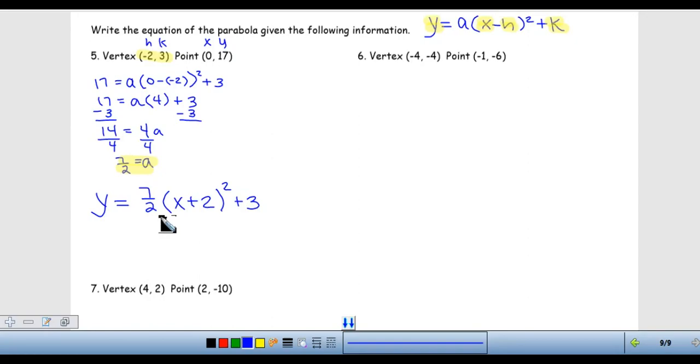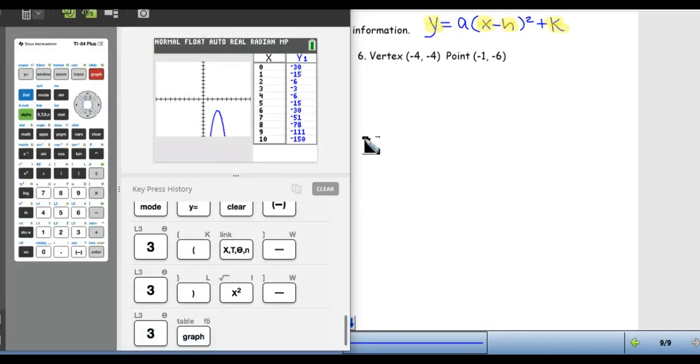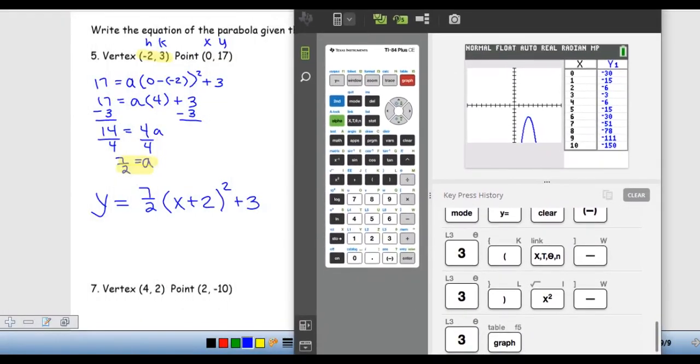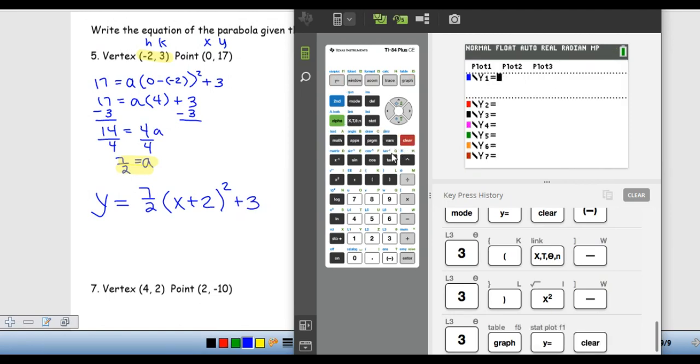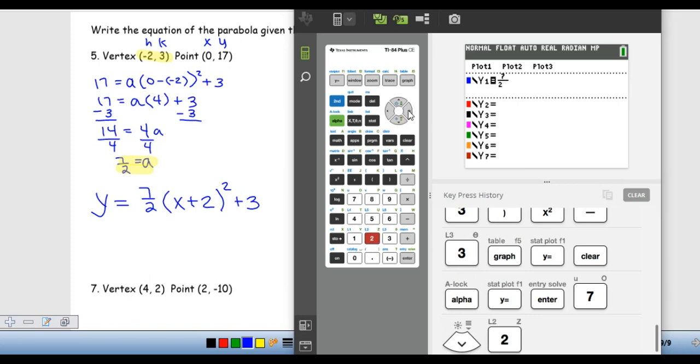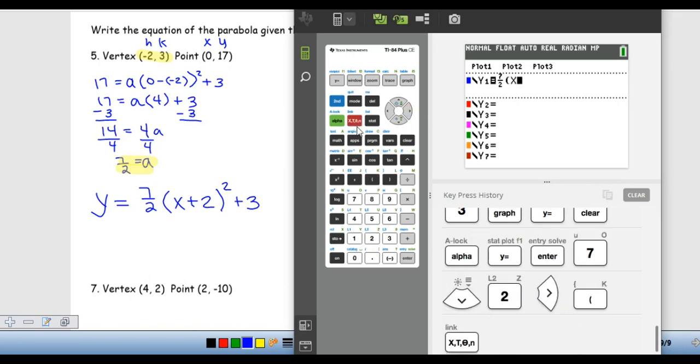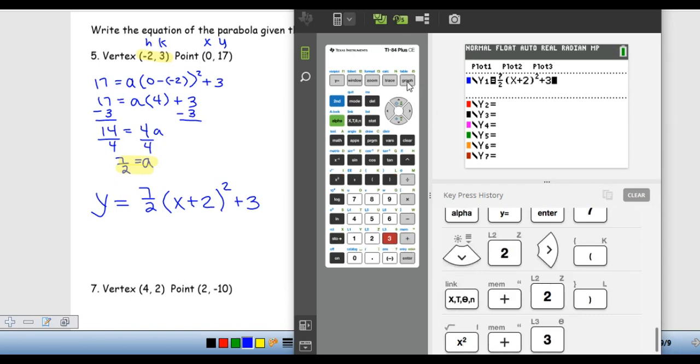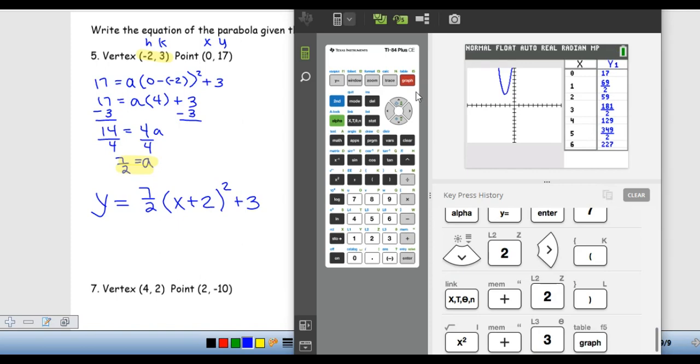You can check this answer to see if it is indeed correct, just to see if you're on the right track. If you'll pull up your calculator and you graph this equation that you wrote, so let's go to y equals, and we'll clear it out, and let's put alpha y equals enter, so I can put my fraction 7/2, and then I'm going to do parentheses x plus 2. I'll square that parentheses and add 3. I'm going to graph it, and I'm looking for some specific things. Does it have a vertex at -2, 3?